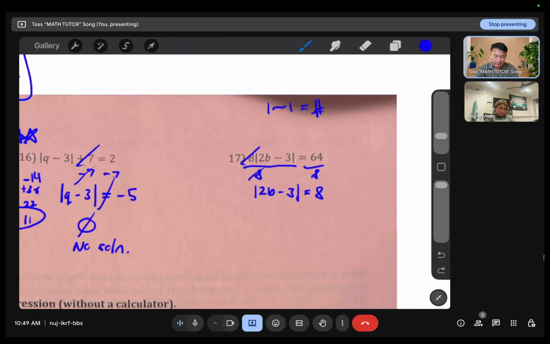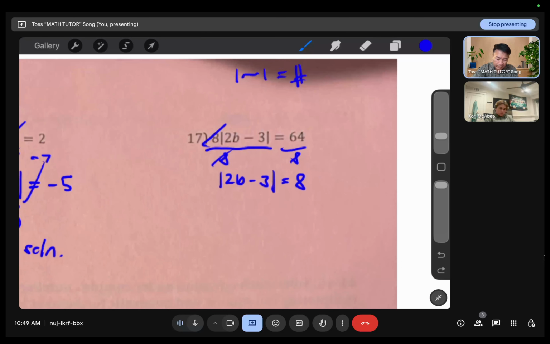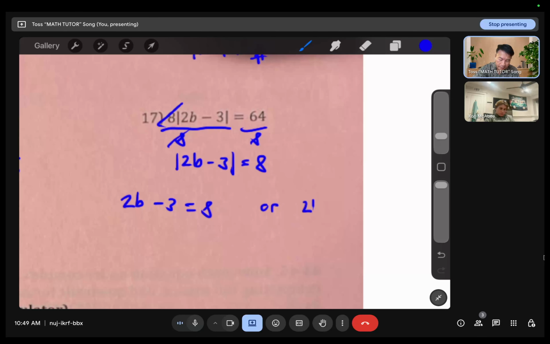You can split them into 2 equations, one and with the or in between. So the first one, the 8 stays as is, and the 2b minus 3 as is. This might be equals 8. And the other one is 2b minus 3 equals negative 8. So this is most common. This is the most common, easy, clean way of continuing on or setup. Right?